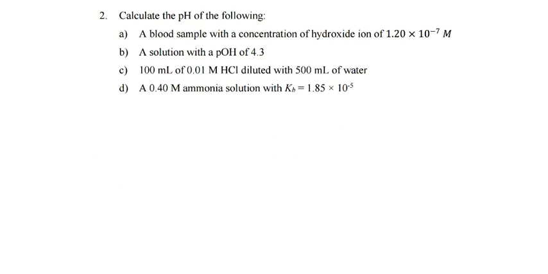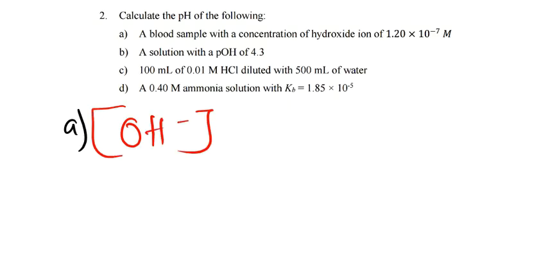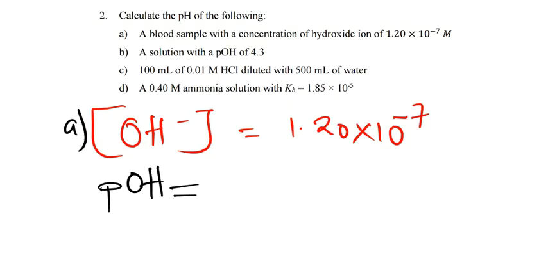These are enough to help us. They are sufficient to help us answer the questions. Okay, so for the very first one, a blood sample with a concentration of hydroxide ion of 1.20 times 10 to the power negative 7. So what's easy for us to find here is pOH, because we've been given the hydroxide ion concentration.